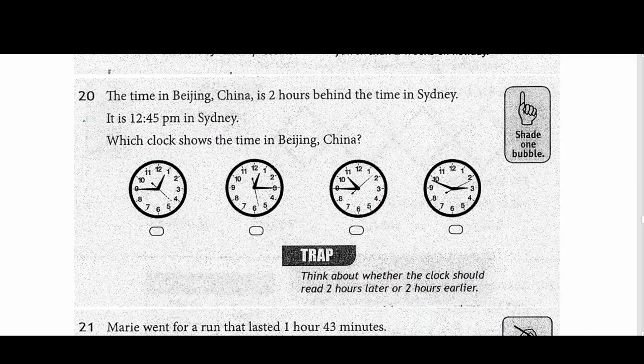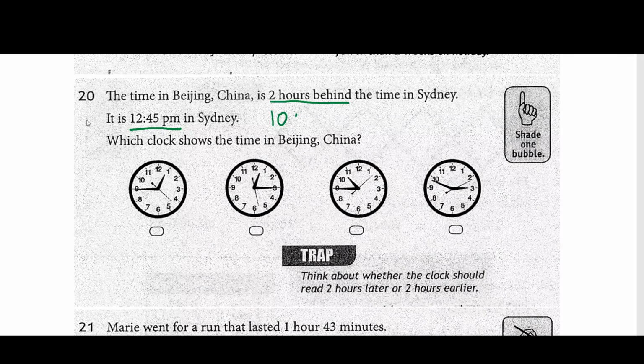Number 20. The time in Beijing, China is 2 hours behind the time in Sydney. It is 12:45 p.m. in Sydney. Which clock shows the time in Beijing, China? So 2 hours behind. So if it's 12:45 p.m. in Sydney, so 1 hour, it's going to be 11:45.